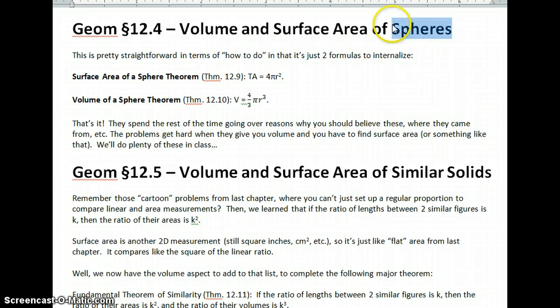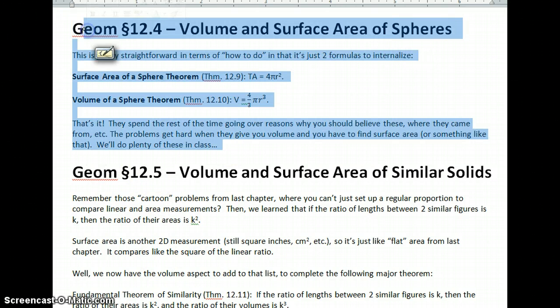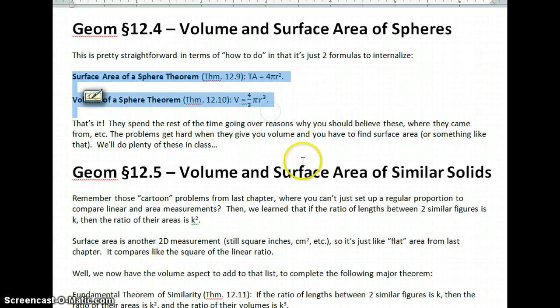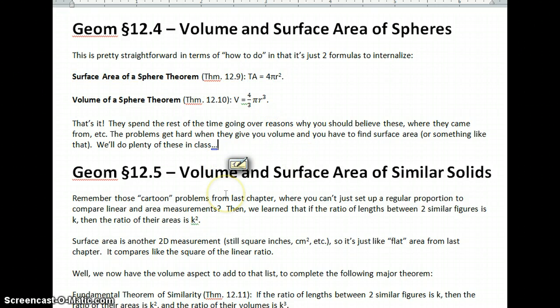12-4 is about spheres, and that would be the last shape we're going to talk about in chapter 12. Notice it's so small here. I can actually fit the 12.5 notes on the same piece of paper. 12.4 is really only that stuff. There's just two little formulas here, one for the surface area, one for the volume of the sphere. That's all we got. Why is this little thing following me around all the time?